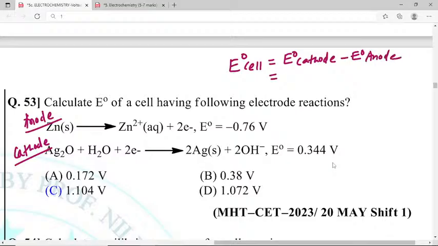So what is the cathode? E naught cathode, cathode as the zinc, minus E naught anode, anode as the silver. So what is the value? Zinc has the value minus 0.76, minus silver has the value 0.344. So minus minus become plus.